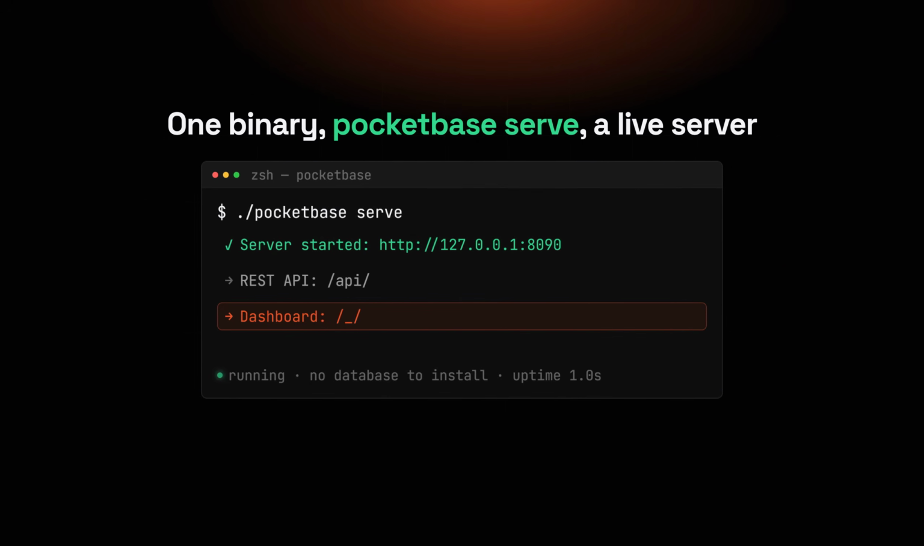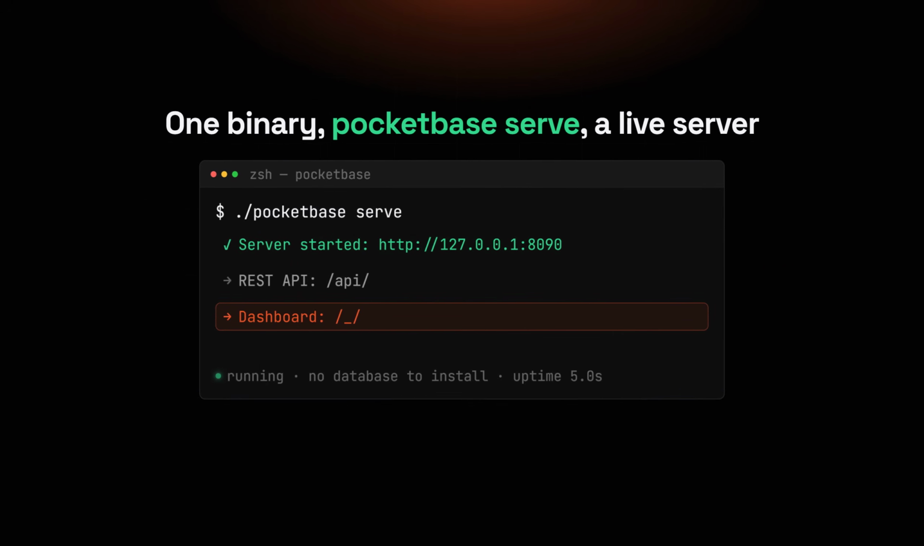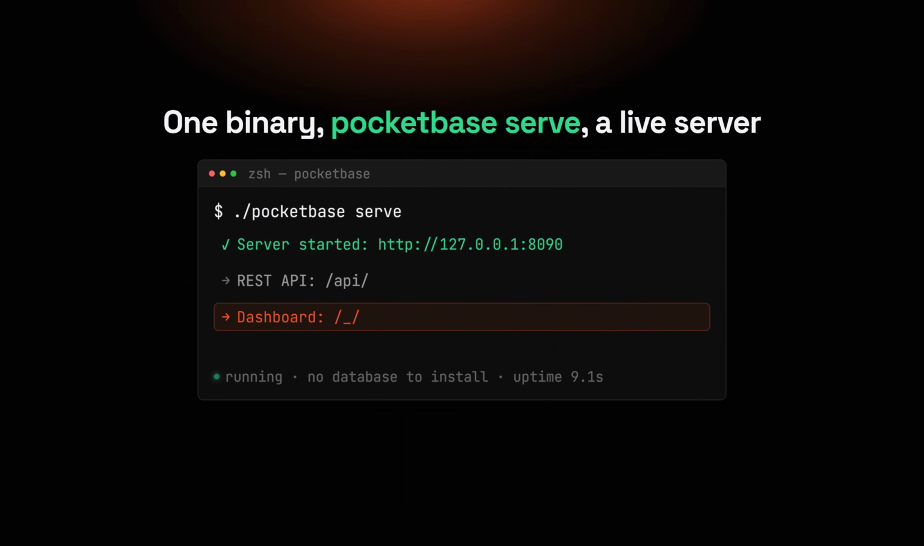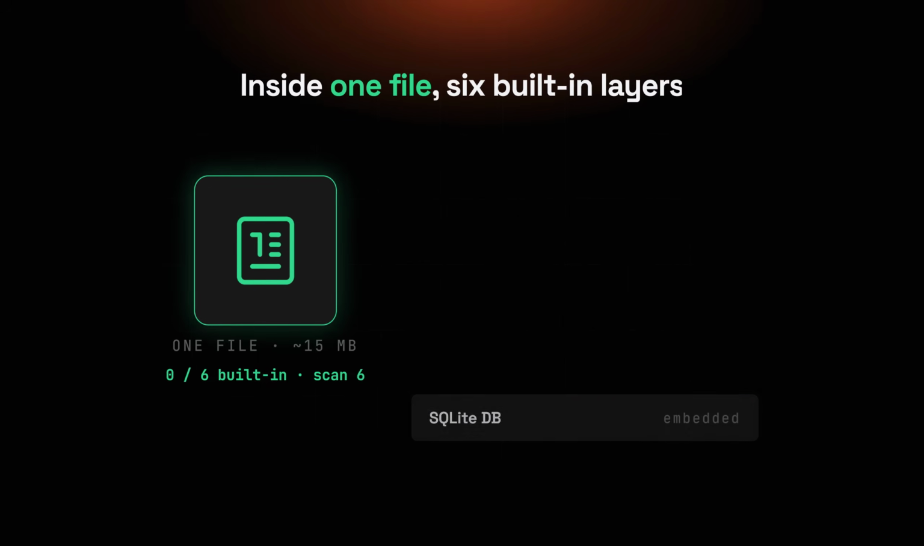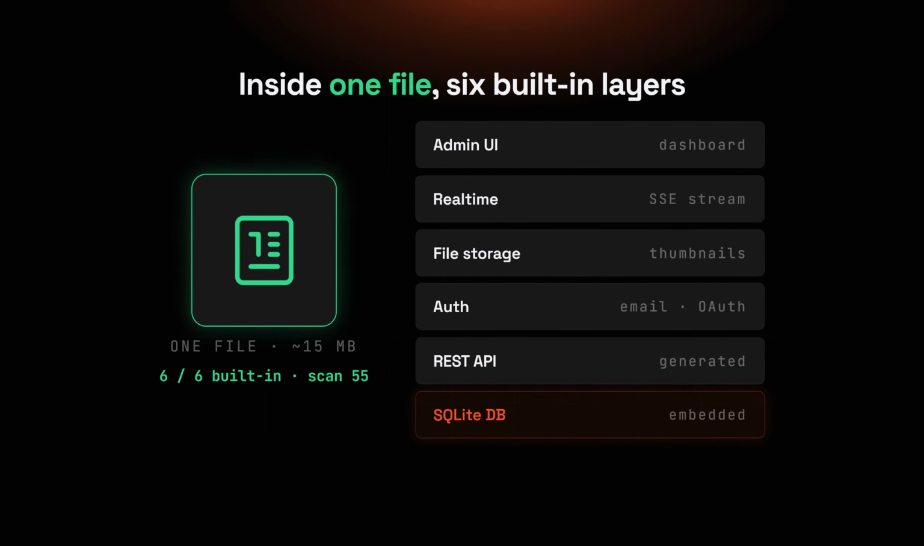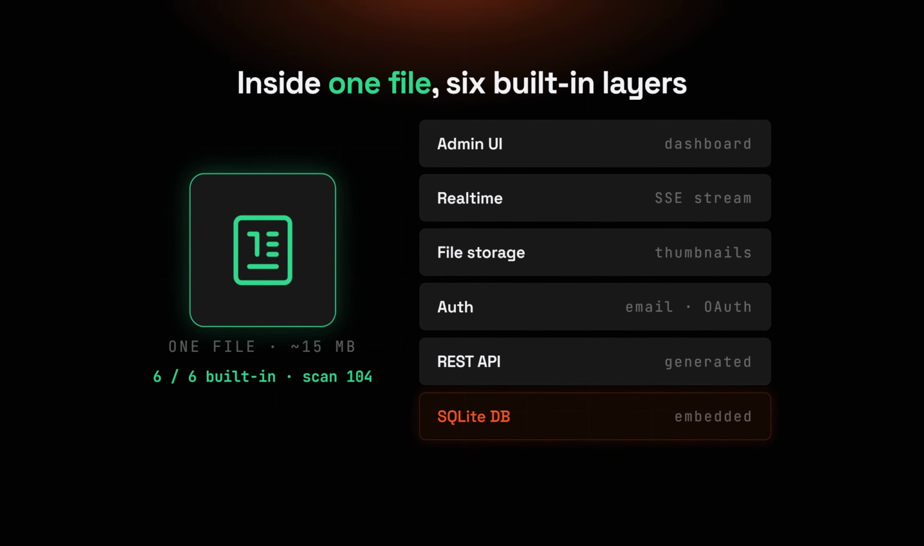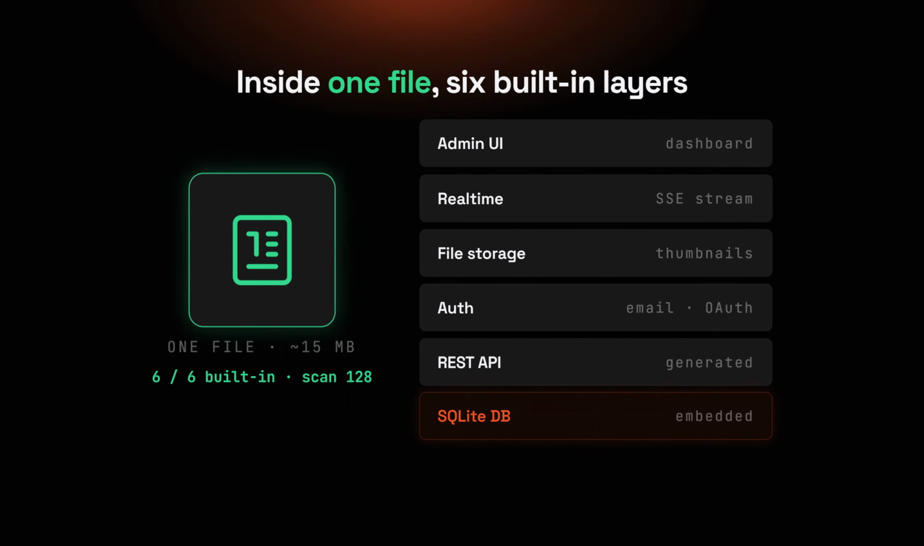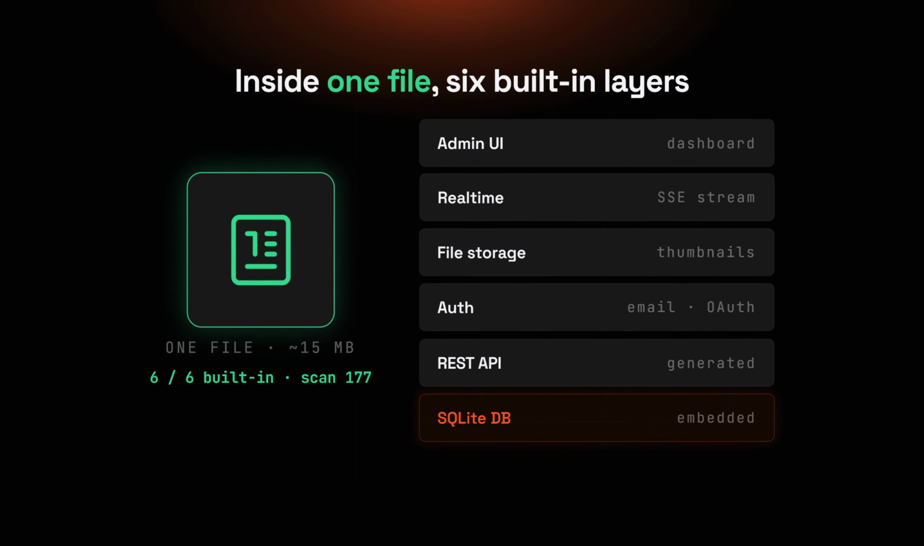You grab the PocketBase binary, run pocketbase serve, and in about a second, you have a running server on port 8090 with an admin dashboard waiting at /_. No database to install first, and that one file is not thin. Inside it: an embedded SQLite database, a REST API generated for you, email and OAuth logins, file uploads with thumbnails, a real-time stream, and the whole admin UI. Things you would normally bolt on as separate services are already here.